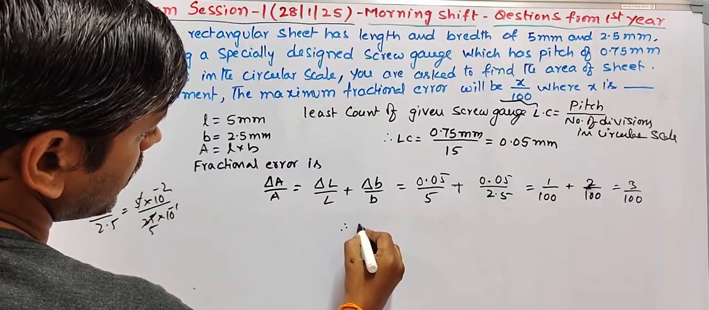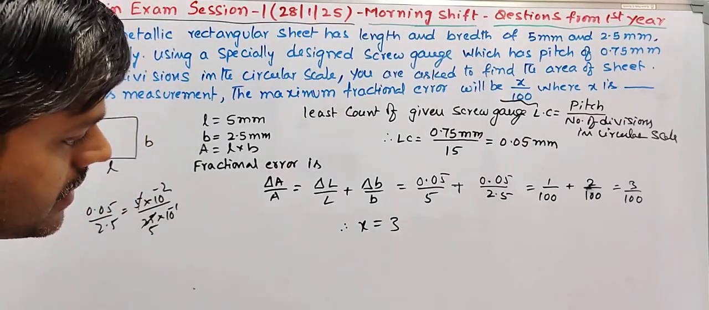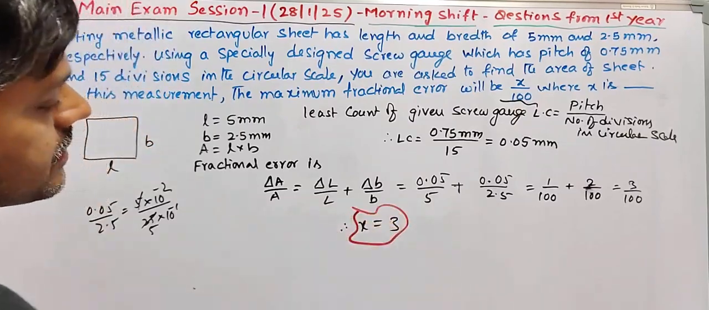Therefore x is equal to what? 3. X is equal to 3. So this is the answer for this question.